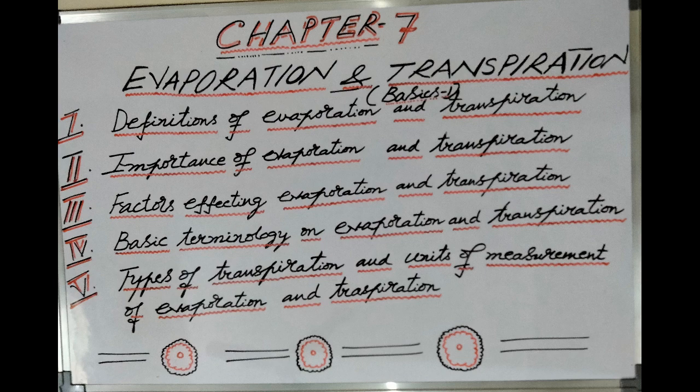Now, as far as the factors affecting transpiration are concerned, first, environmental factors, of which there are four: light, atmospheric humidity, air temperature and wind velocity. As far as plant factors are concerned: plant height, the more the plant height, the more the transpiration; leaf characteristics; then availability of water to the plant.